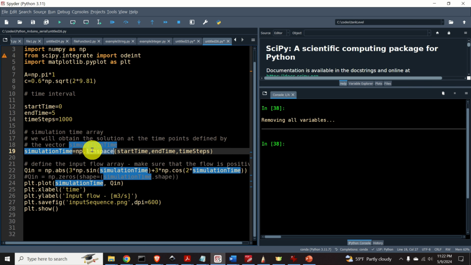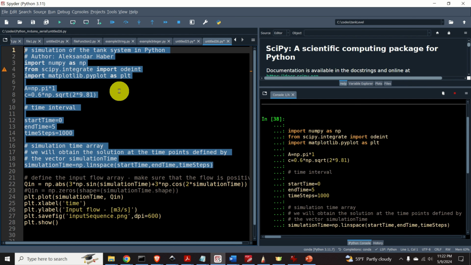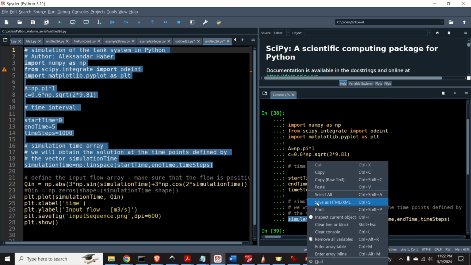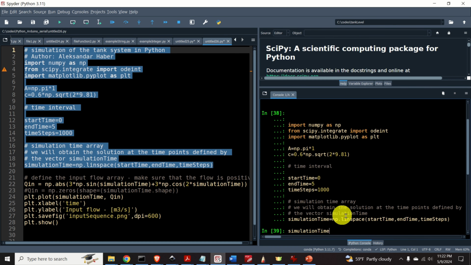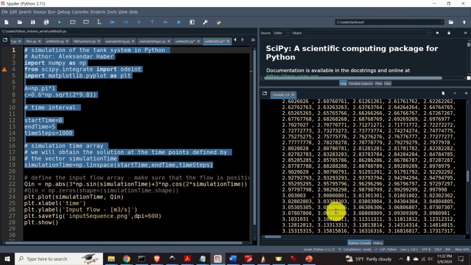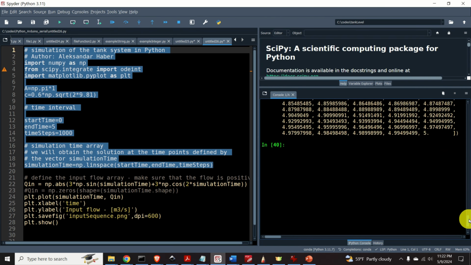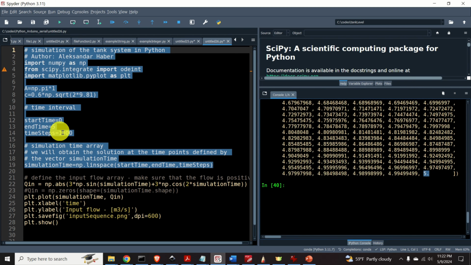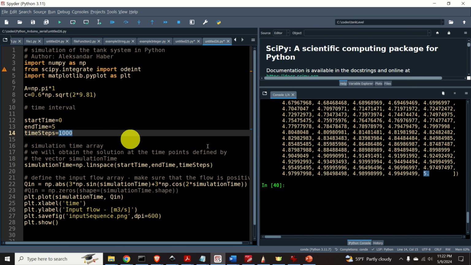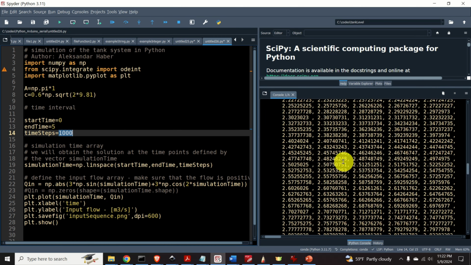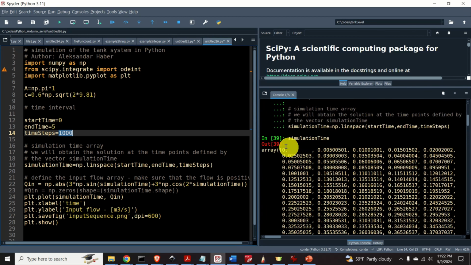Here's how I define the time array for simulating my dynamics. I'm using the function numpy.linspace. I specify the start time, I specify the end time, and I specify the number of time steps. Let's see this vector, or better to say this array. Here it is. I'm starting from 0, and the end time is 5, and in between I will have 1000 time steps, or better to say 1001 time steps or time samples, since we start from 0 over here.